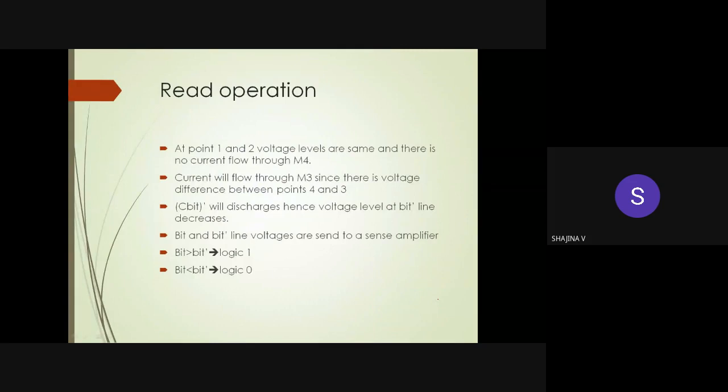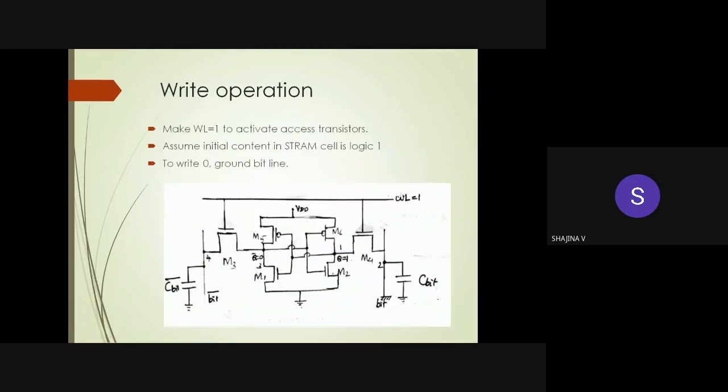So that is the read operation of the SRAM cell. Now let us see the write operation. For the write operation also we have to consider the parasitic capacitance, that is, we are considering C bit and C bit bar.